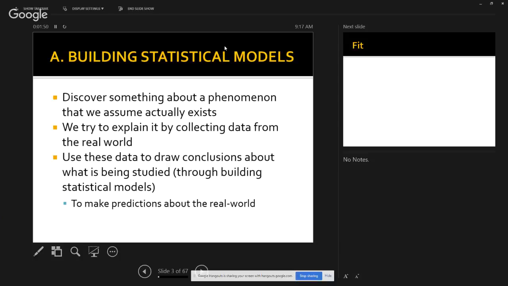So when we look at a stats model, we're assuming that what we're trying to look at actually exists in the real world in a population.